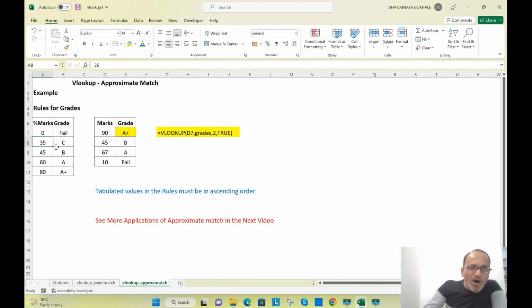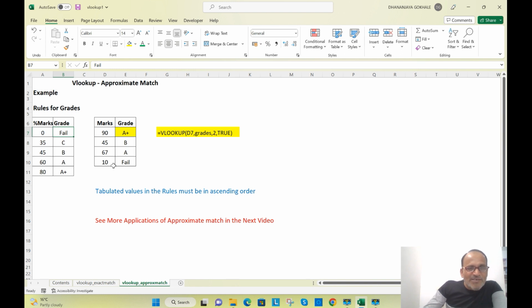In short, it lies between 0 and 35. Correct? 10 lies between 0 and 35. Therefore, it will refer to this particular thing. Okay, it will refer to nearest lower value. Its nearest lower value is 0. So it is going to give you the answer fail.